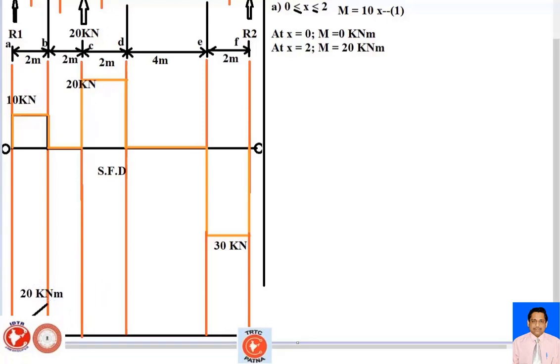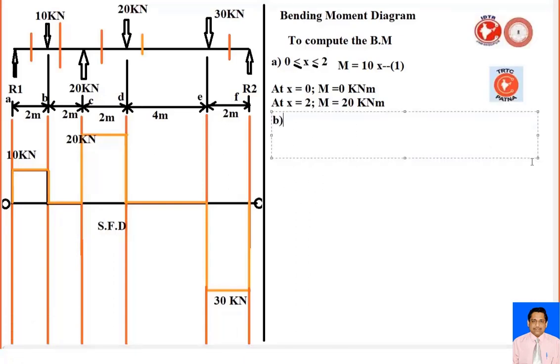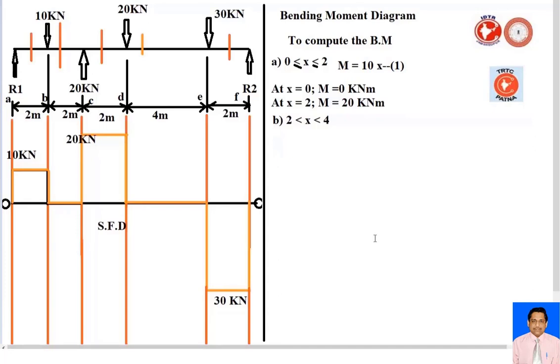Now come to the second section, this point. So again go to the cross section from here, the second section. Write down here the equation number B: 2 less than or equal to x less than or equal to 4.